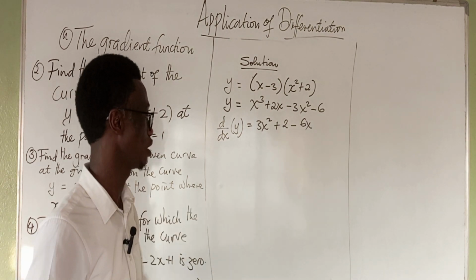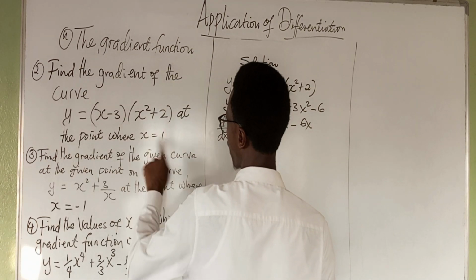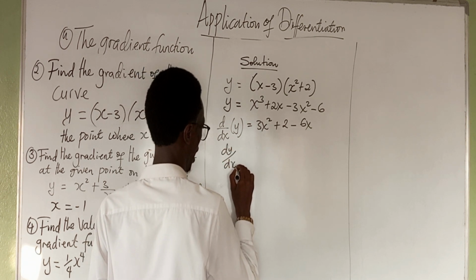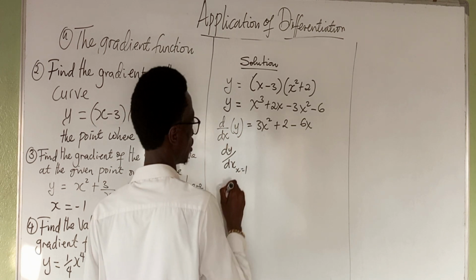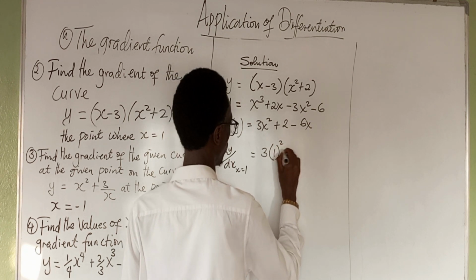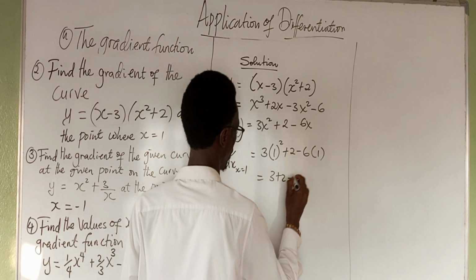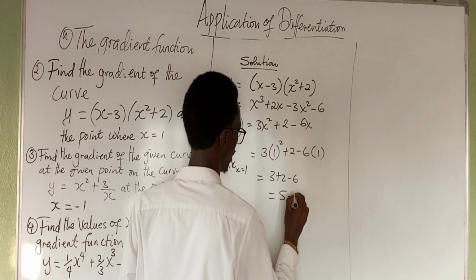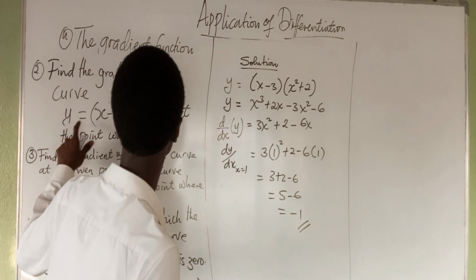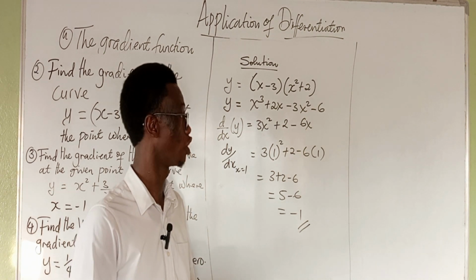Okay, so once you have this, the next thing you have to do, you just have to substitute the value. So you're asked to find the gradient at the point where x is equals to 1. So dy dx at x equals to 1. So we substitute, this gives you 3 into 1 all raised to the power 1, plus 2, minus 6 all raised to the power 1. So this is going to be 3 plus 2 minus 6, which will be 5 minus 6, and that gives you minus 1. So the gradient of this curve at x equals to 1 is minus 1, which is your answer.